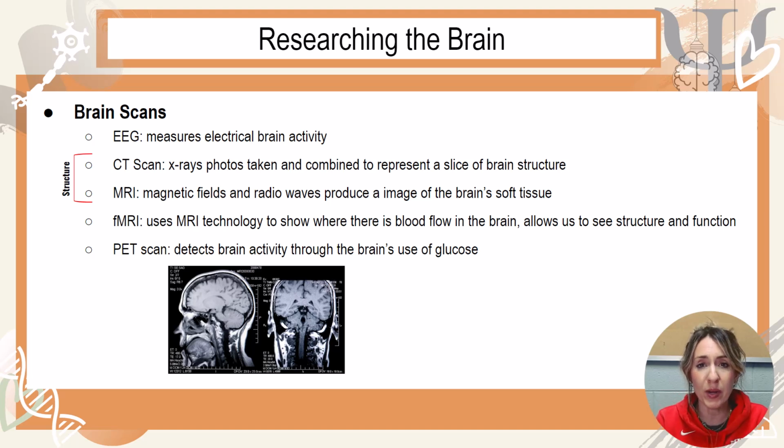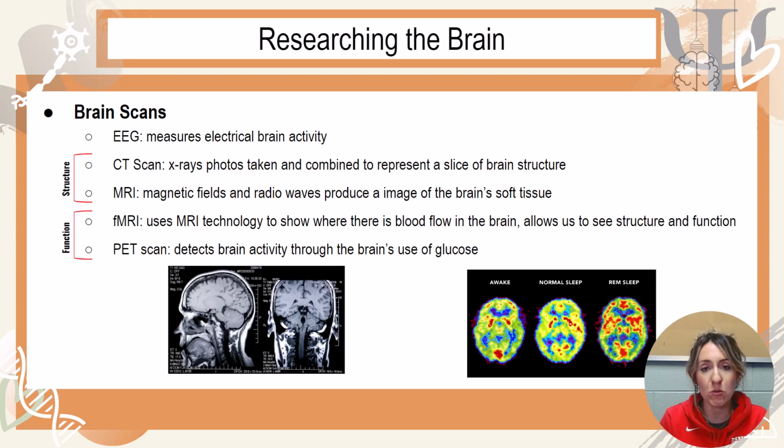So when we think about brain scans, I like to organize them into two sections. The CT and the MRI are for the structure of the brain, right? And then we have the fMRI and the PET scan, and those give us more about the functioning of the brain.